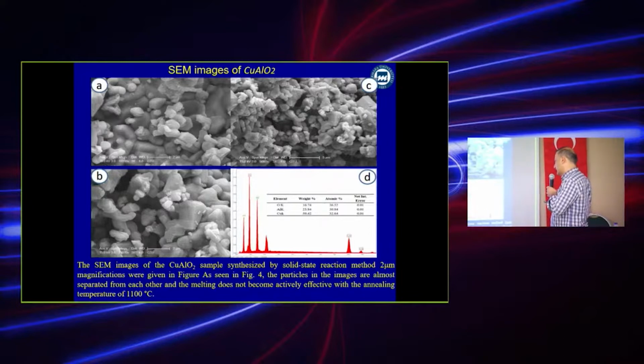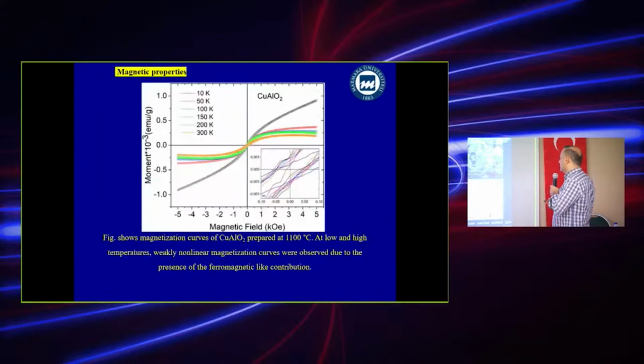This is the SEM image of the copper aluminum oxide sample synthesized by the solid-state reaction method, at 2 micrometer magnification. The particles in the image are almost separated from each other, and the melting does not become actively effective with the annealing temperature. We also got the EDX analysis to understand the stoichiometric ratio of the elements in the system. The atomic percentages are given as the exact copper aluminum O2 composition.